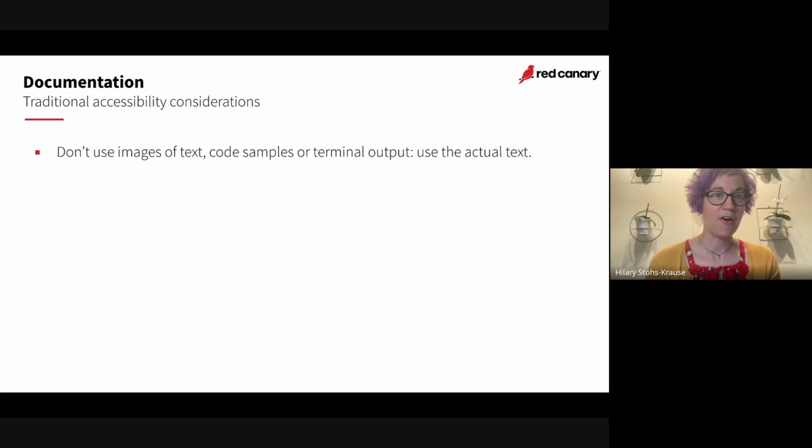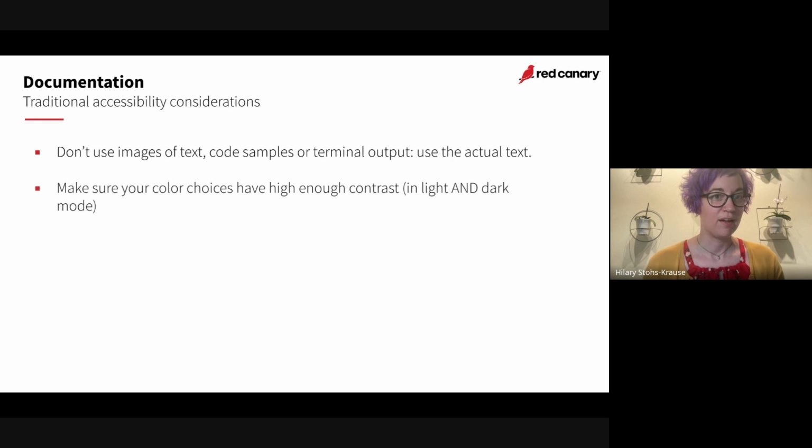And sometimes people are like, oh, well, our documentation engine isn't great about code highlighting. Cool. Then put the image and the actual text, right? Give people both options for how they want to engage with it. Making sure your color choices have high enough contrast, right? And making sure you check in light and dark mode, because not all engines are good about doing that the same.